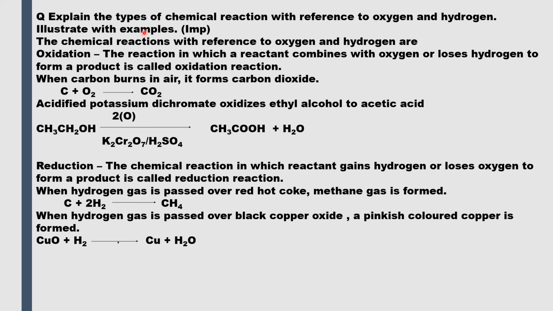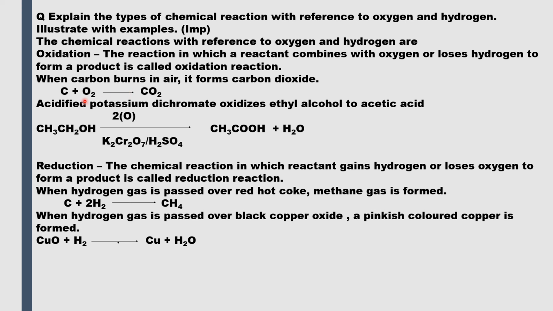This is a textual question. Explain the type of chemical reaction with reference to hydrogen and oxygen, and also illustrate the given chemical reaction with examples. So the chemical reactions with reference to oxygen and hydrogen are oxidation reaction and reduction reaction. What is oxidation reaction? The reaction in which reactant combines with oxygen or loses hydrogen to form a product is called oxidation reaction. So either oxygen is added or hydrogen is lost.